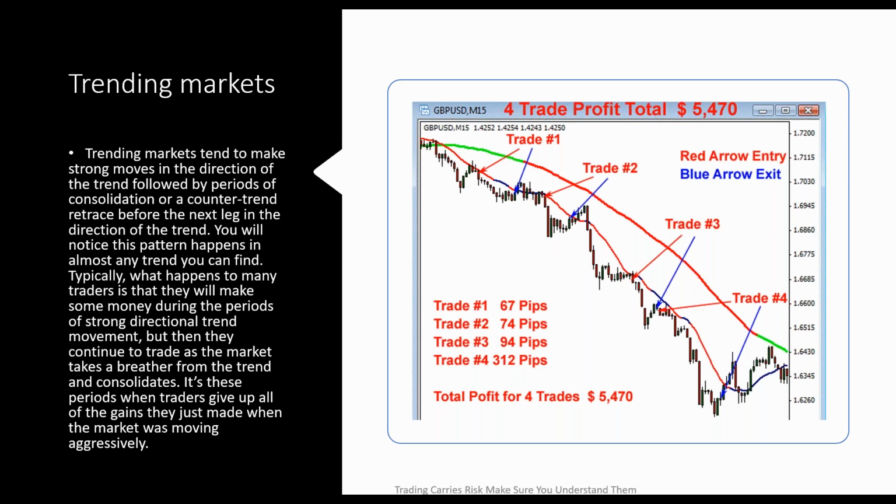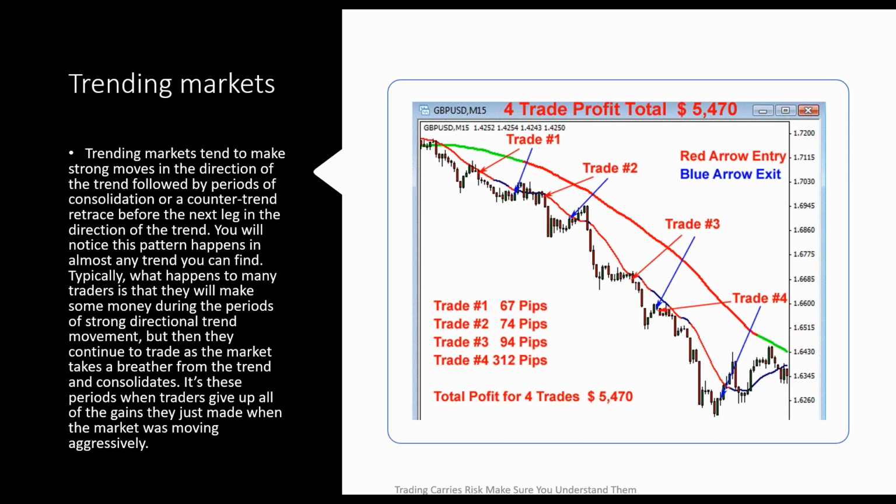Now, trending markets tend to make strong moves in the direction of the trend, followed by periods of consolidation or a counter trend retrace before the next leg in the direction of the trend. You will notice this pattern happens in almost any trend you find. Typically, what happens to many traders is they will make some money during the periods of strong directional trend movements, but then they will continue to trade as the market takes a breather from that trend and consolidates. It's these periods when traders give up all the gains they made when the market was moving aggressively.